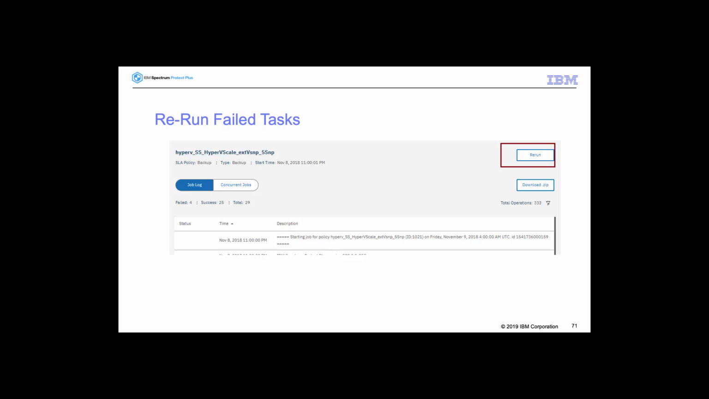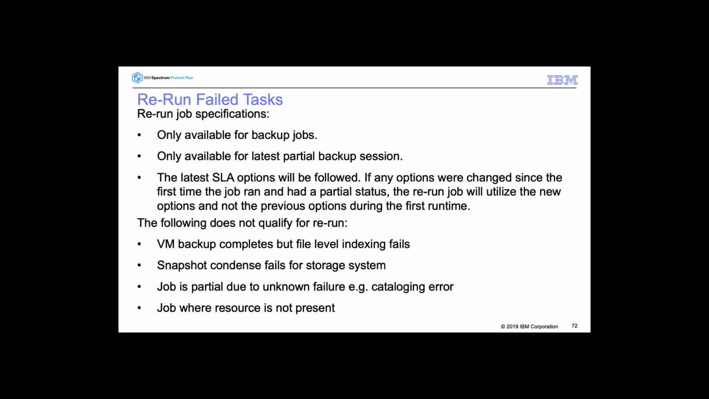This is an example of how you do it. So here we are looking at the job log for Hyper-V, and you now have this rerun button that you can select. As I mentioned, it's only available for backup jobs, and it's only available for the latest partial backup session, so you can't go back more than one day, and the latest SLA options will be followed.